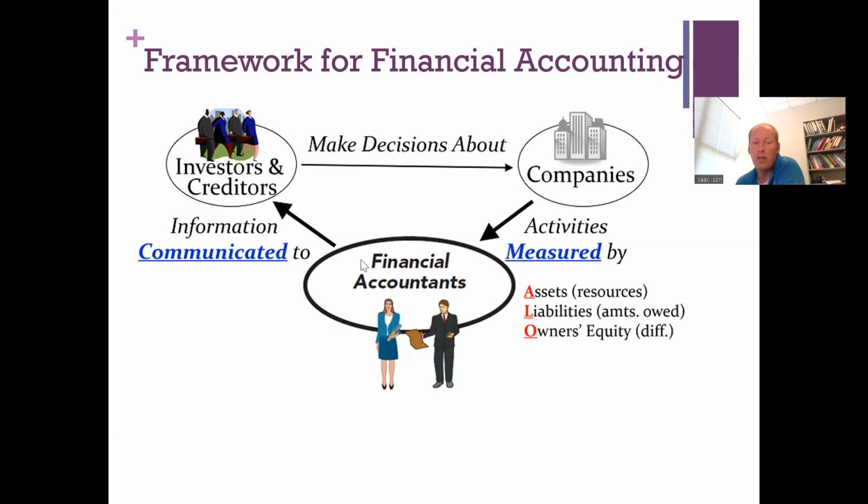And so we have our financial accountants. They measure the activities of the business, they put it into these broad categories, and then they communicate that information to the investors and creditors. And this is how our economy works. This is why the United States has the most efficient capital markets in the world.